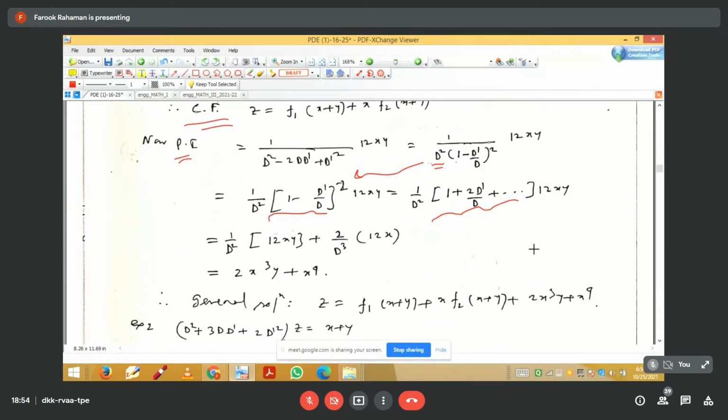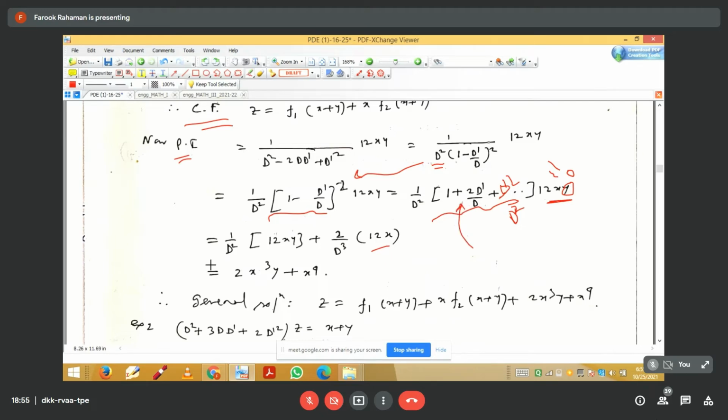Then what will happen? So 1 by d square, this one, d dash means differentiate with respect to y. If you differentiate with respect to y, what will happen? It is 12x. And the next term is d dash square by d square. D dash square means differentiate with respect to y twice, but y is a linear term, so differentiating twice means this term should vanish. So you just write the first 2 terms only.